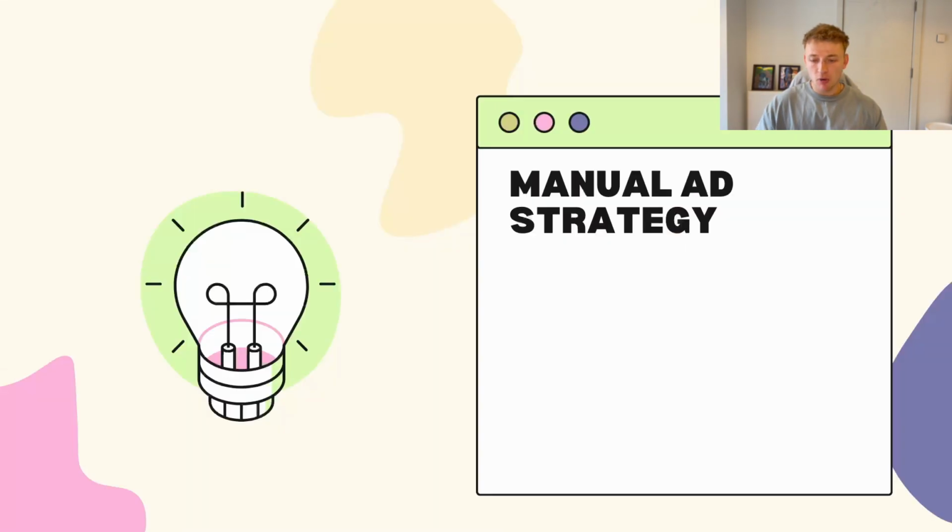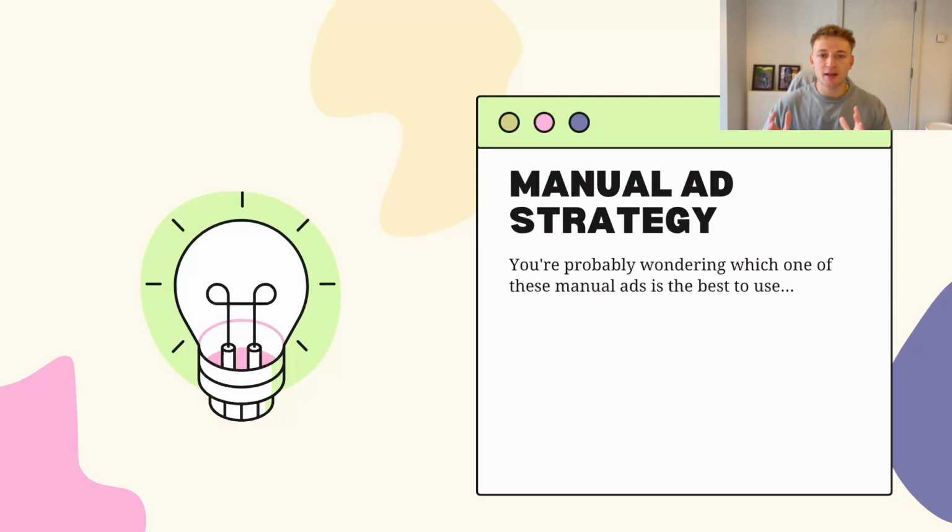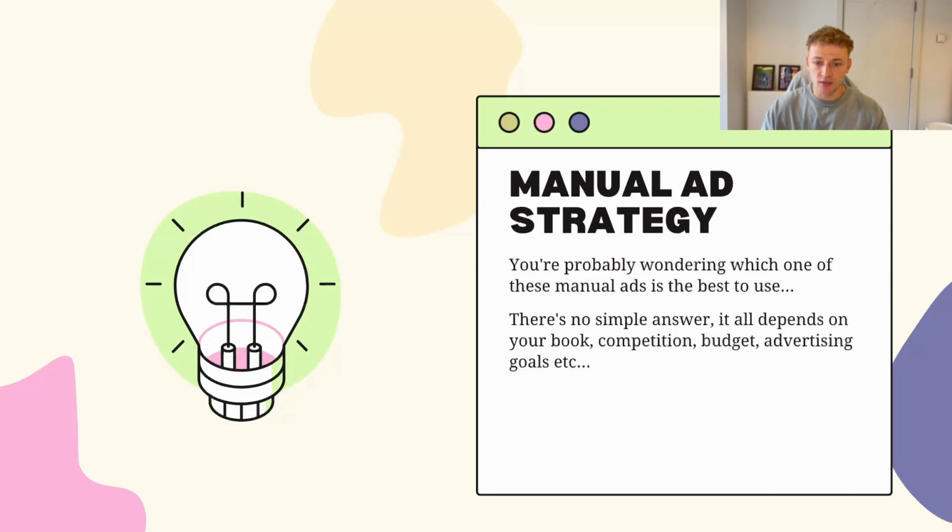So with that in mind, you're probably thinking at this stage, which of these manual ads is best to use? You've not only got product ads and keyword ads, but within keywords, you've got phrase matches, broad matches, exact matches, and with product ads, you've got individuals, you've got categories, and you've got broader matches. Which one of these is the best to use?